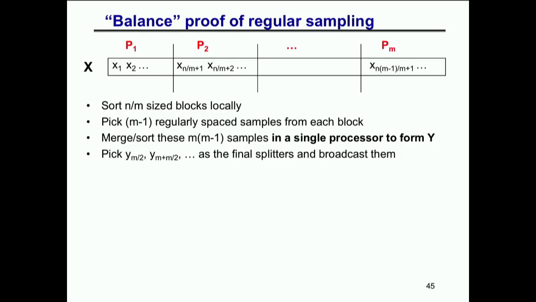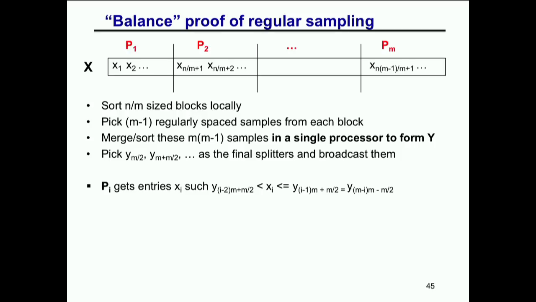So then how do you choose the final global splitters? You do the same regular sampling, right? You received m times m minus 1 elements, and you will choose every mth element, starting from the m over 2nd element.